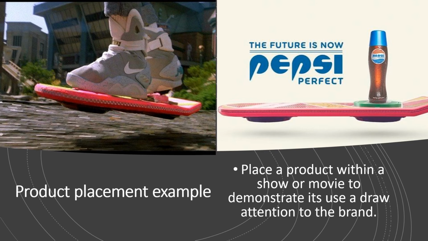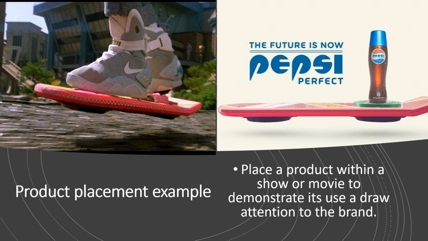The other method would be product placement, and an example of this is actually within Back to the Future. Pepsi and Nike did a great job, and pretty much product placement is to put your product in a show or a movie to demonstrate its use and draw attention to the brand. So Pepsi did this in the movie, where at one point it's in a cafe lounge, and then the Pepsi bottle came out really futuristic.